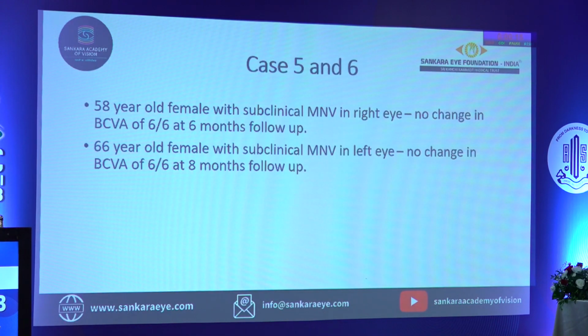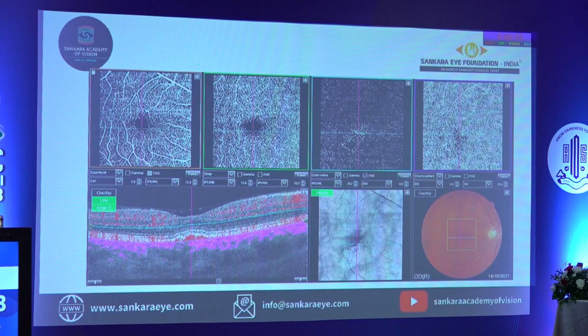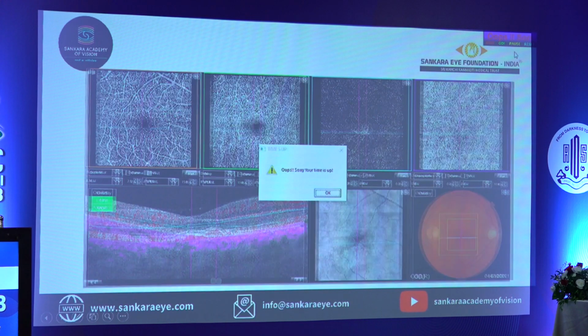And in the fifth and sixth patients, there was MNV, but I could not get the follow-up OCTA, though I could see them at the end of 6 months and 8 months follow-up. There was no drop in vision. Both of them were maintaining 6/6 vision. So this was the outer retinal slab.